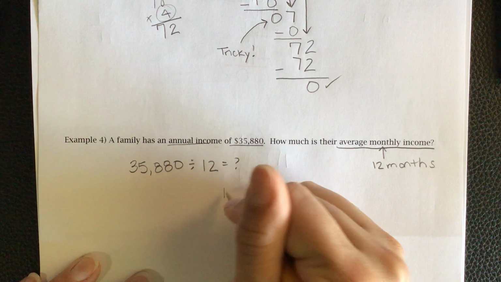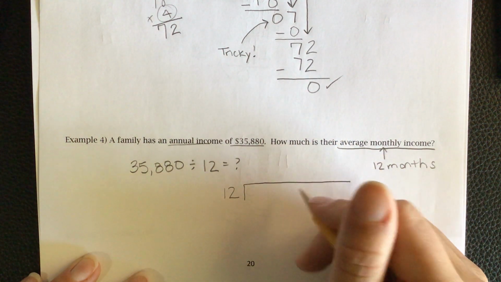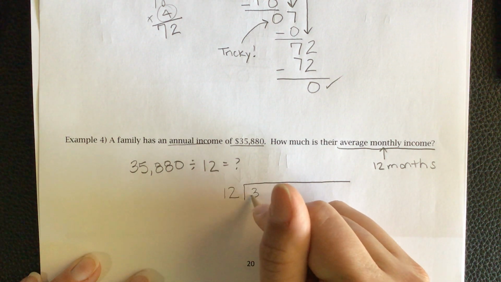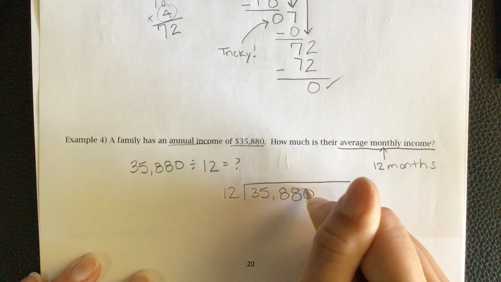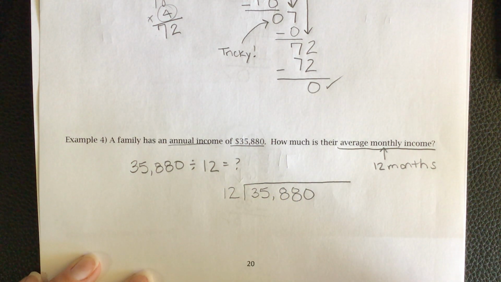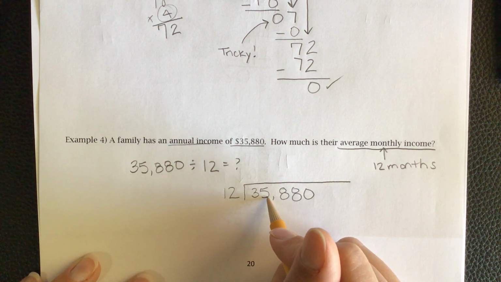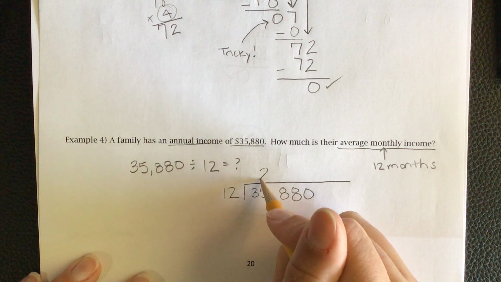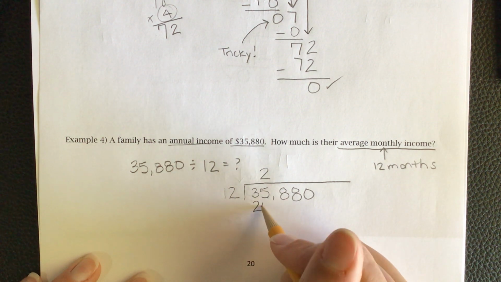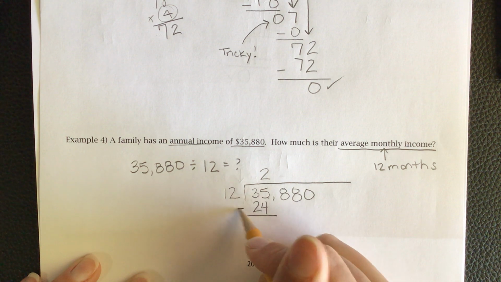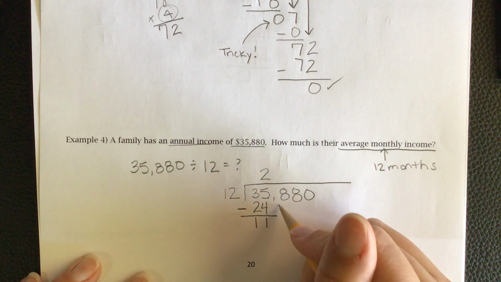So we have 12, and it goes into $35,880. 12 goes into 35. I do have my 12s memorized. It only goes in 2 times because it's not 36. So 2 times 12 is 24. Subtract, and I get 11. 11 is smaller than 12, so I did a good job. Bring down the 8.